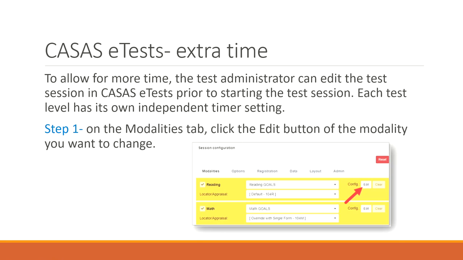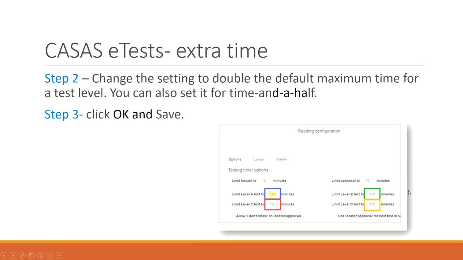A testing session in eTests can be modified to allow for extra time according to a test taker's documentation. In CASAS eTests, test administrators can edit a session or even make a separate accommodation session that is available when this extra time is needed. So users will click on the Modalities tab, to edit. Then edit the settings to double time or time and a half. Click OK and save. Only stations assigned to these testing sessions will have the modified timing.